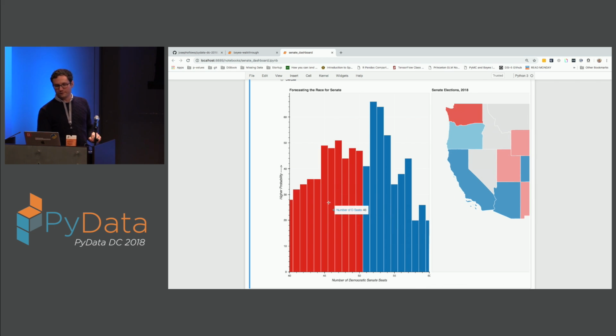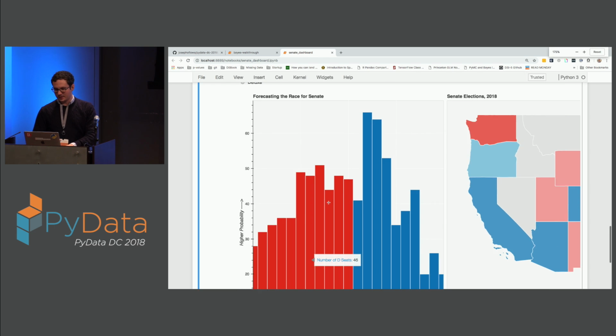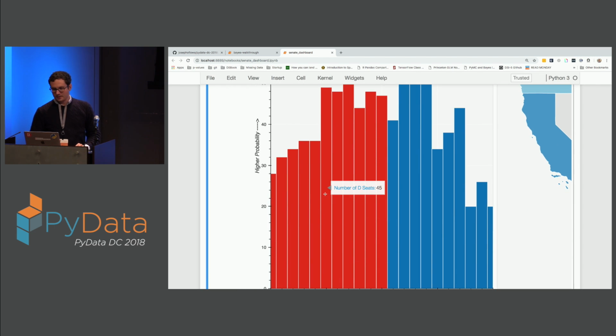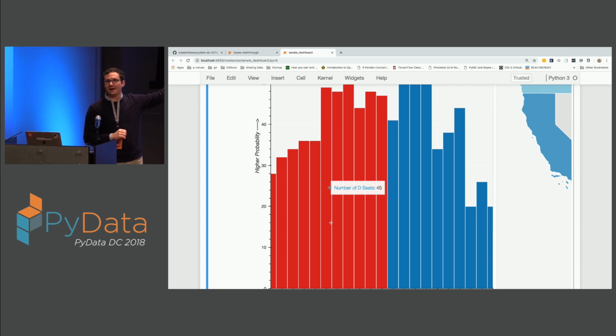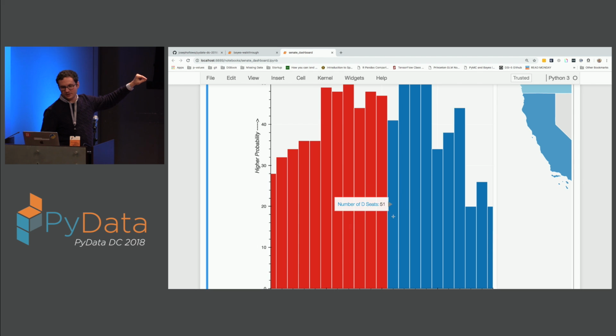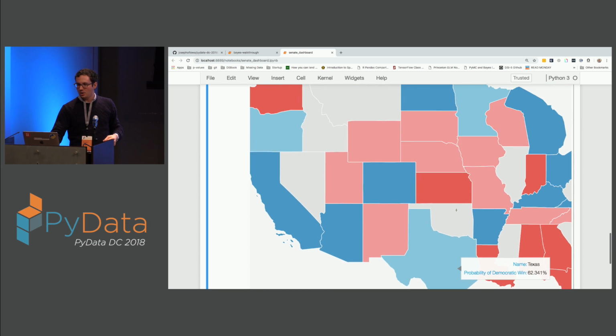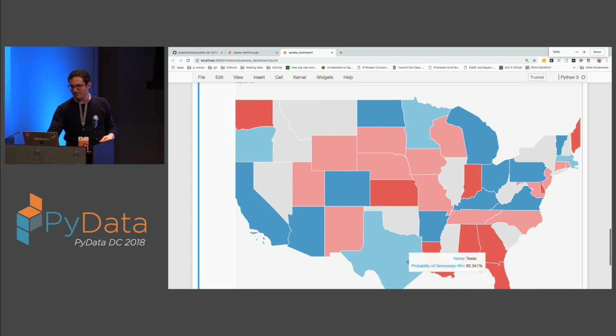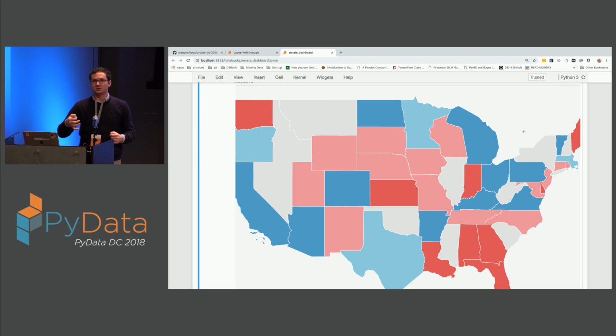And as you mouse over, I'll zoom in so that we can see this. There is this thing called a tooltip that we have defined to be able to report, as you mouse over a bar, what is the number of Democratic seats that somebody won. So here we've got 45 seats, 46 seats, 47 seats. You'll notice that once the Democrats control the majority of the seats, the bars turn to blue. And then over here, we have a map of the United States, which similarly is interactive.